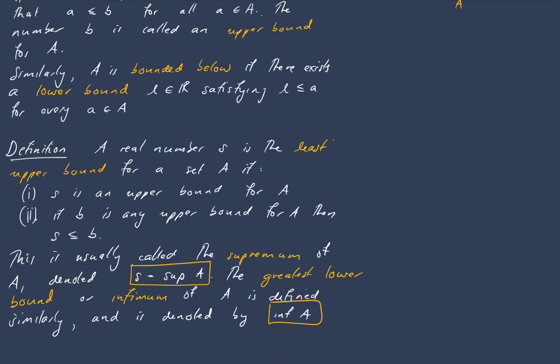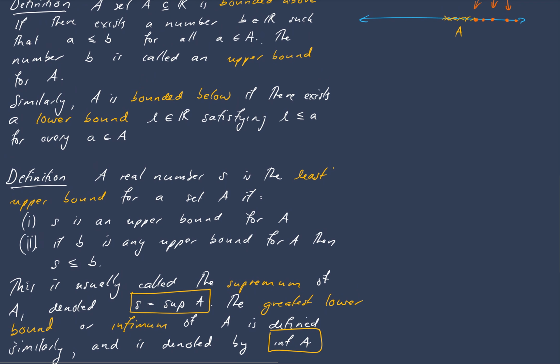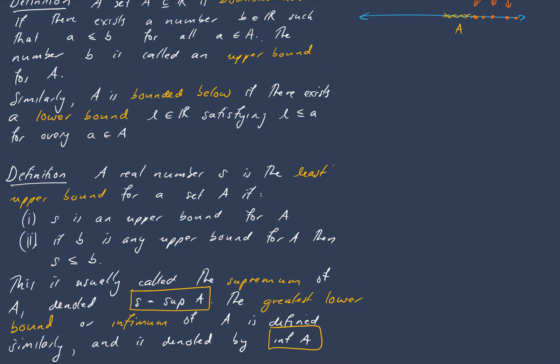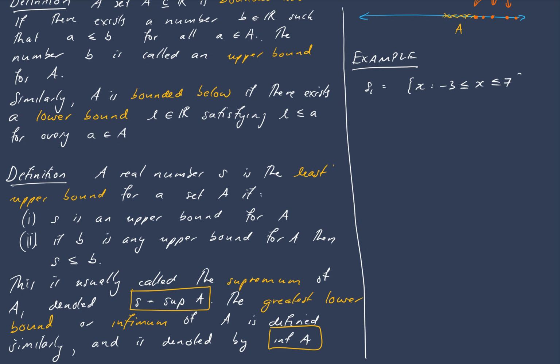Okay, so to make sense of these definitions, let's just have a quick look at a couple of sets and see what we can say about the supremums, or suprema, and infima of these sets, and whether or not they exist. So I'm going to have a set S1, the set of all values of x such that -3 is less than or equal to x is less than or equal to 7.